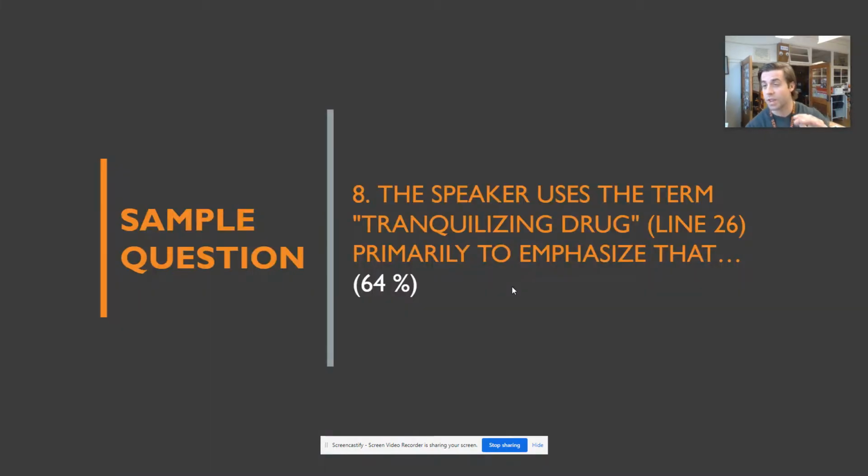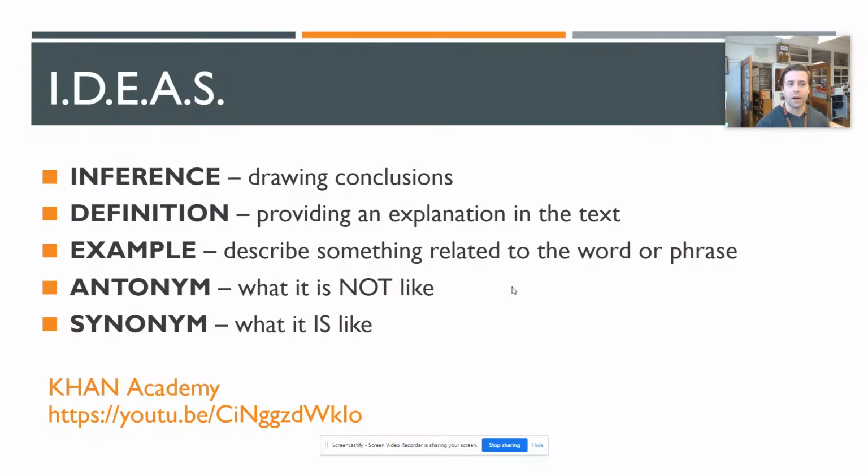So if I just looked at this without any context and I said, what does tranquilizing drug mean? You'd be like, I don't know, a tranquilizer? It's like what they put horses to sleep with. That is not what he's talking about, right? So we'd have to look at the rest of the passage to do some of these. And some things you can look at are by making an inference, so draw some conclusions based on what we see around it. What could this thing mean?